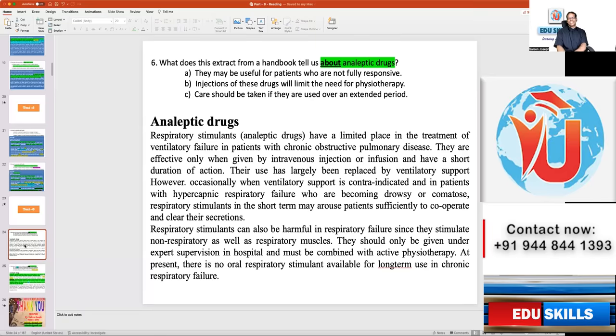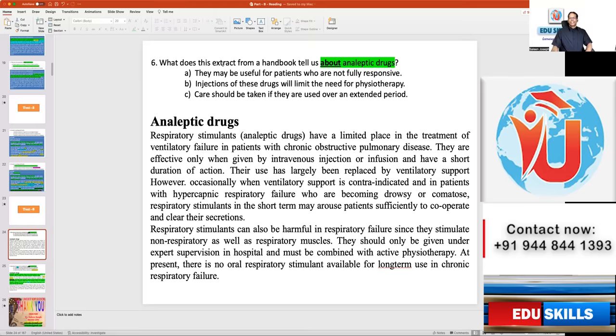Text 6. What does this extract from a handbook tell us about anaphylactic drugs? Option A, they may be useful for patients who are not fully responsive. Option B, injections of those drugs will limit the need for physiotherapy. Option C, care should be taken if they are used over an extended period. Paragraph: Respiratory stimulants and anaphylactic drugs have a limited place in the treatment of ventilatory failure in patients with chronic obstructive pulmonary disease. They are effective only when given by intravenous injection or infusion and have a short duration of action. Their use has largely... I think that's enough, no?